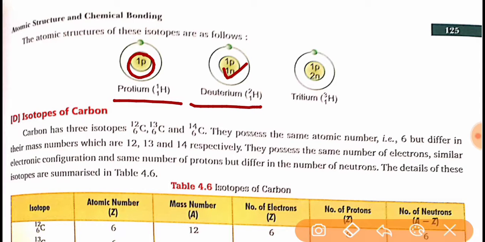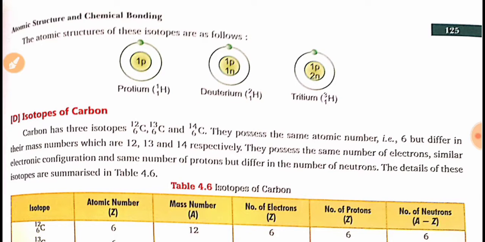Okay, and one electron in all of them. Tritium, 1H3, means one proton and two neutrons are there. Okay, so these are the structures.